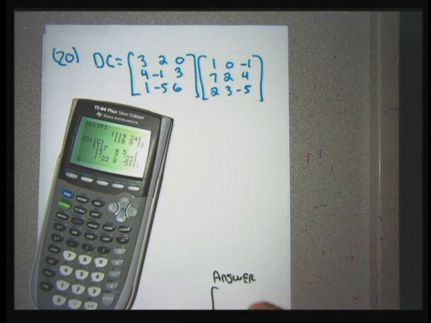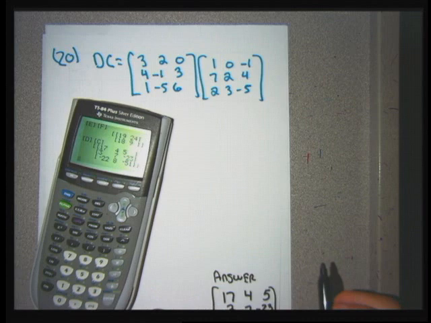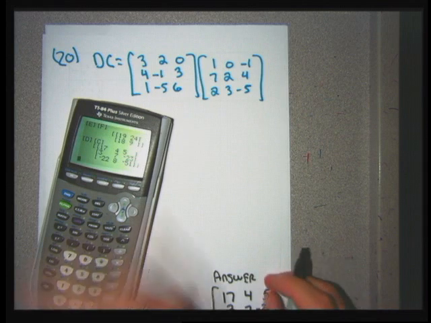The answer is supposed to be 17, 4, and 5 for the top row, 3, 7, and negative 23 for the middle row, negative 22, 8, and negative 51 for the bottom. So I have a top, middle, and bottom row. Top 17, 4, and 5, middle 3, 7, and negative 23, bottom negative 22, 8, and negative 51.